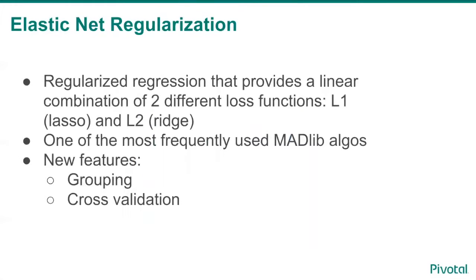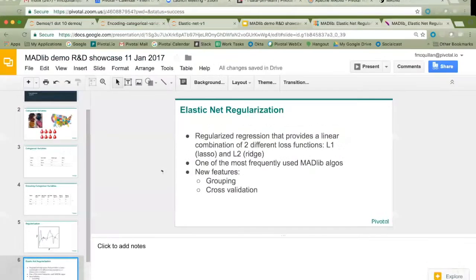There's something called elastic net regularization, and what this does is it implements this in the context of regression, a linear regression on continuous variables, or with a categorical variable as a dependent variable. It's a very commonly used algorithm. It existed in MADlib before. What we've added in the last release is grouping and cross-validation. So that's what I want to show you.